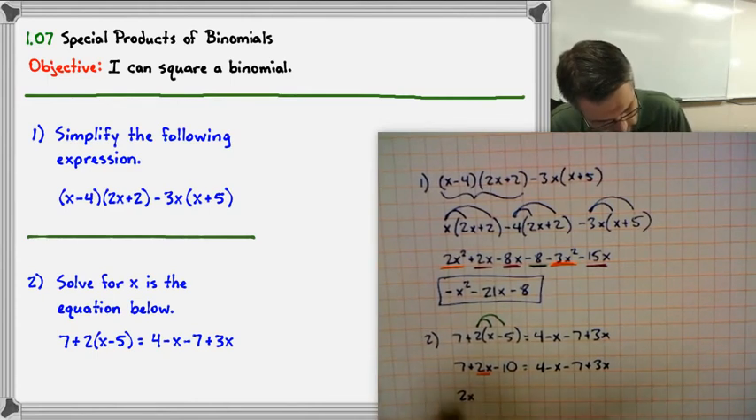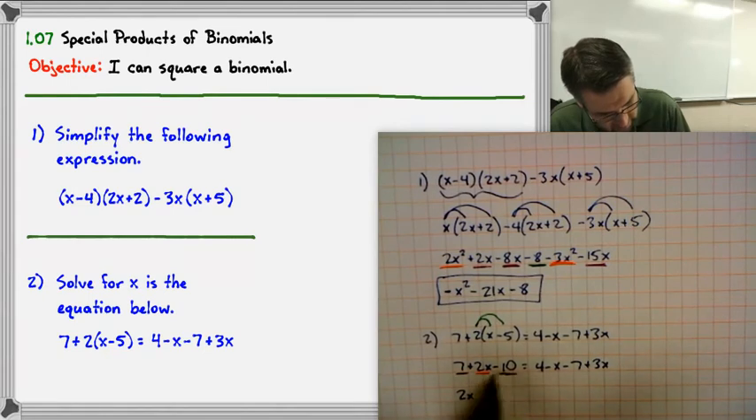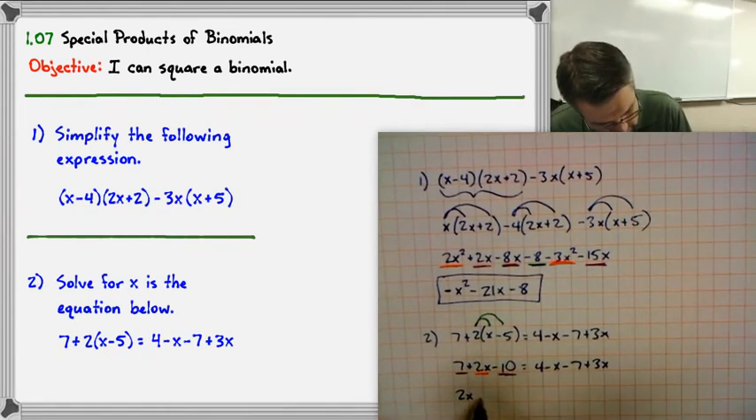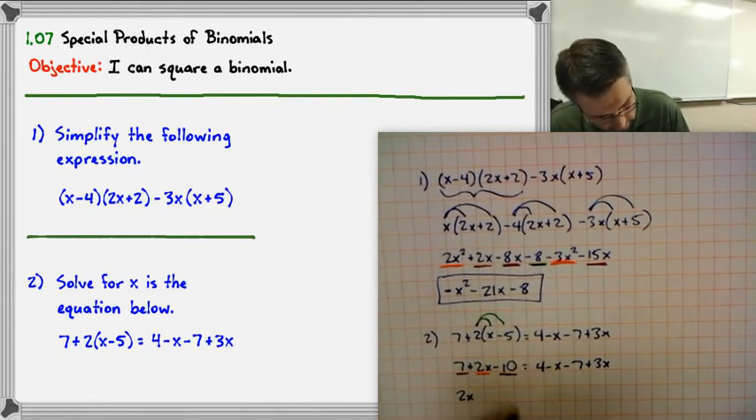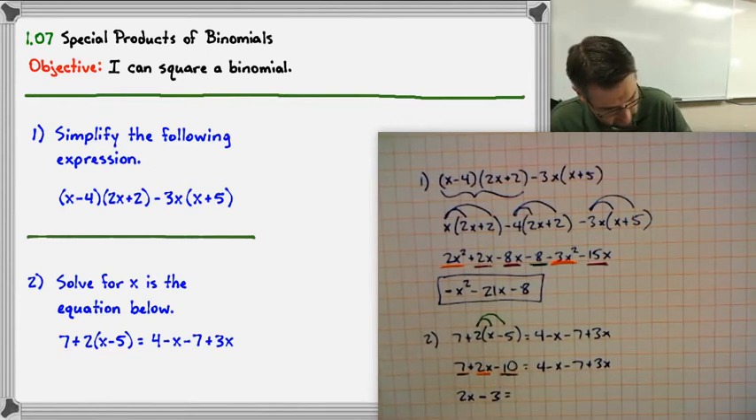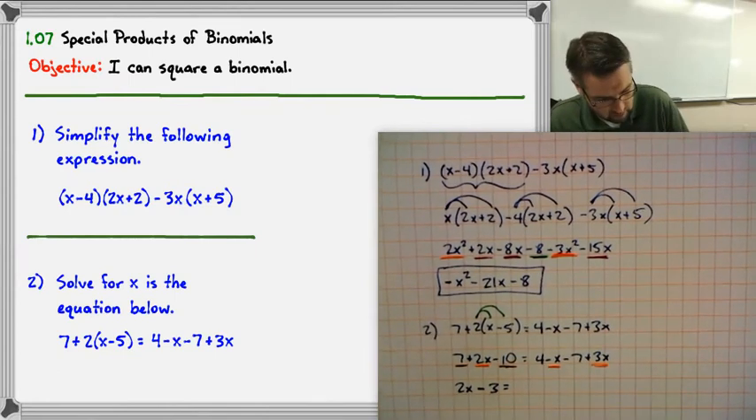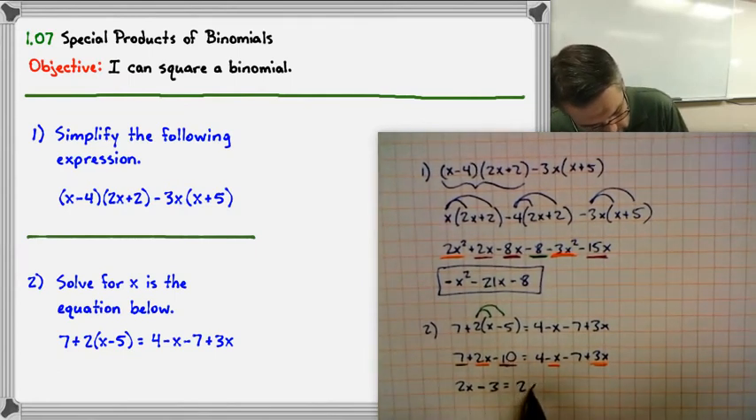That says 2x. And then the 7 and the negative 10 are like terms. So 7 minus 10 is negative 3. And then on the other side, combining the x's, we have negative x and 3x there. So that's going to be a positive 2x.